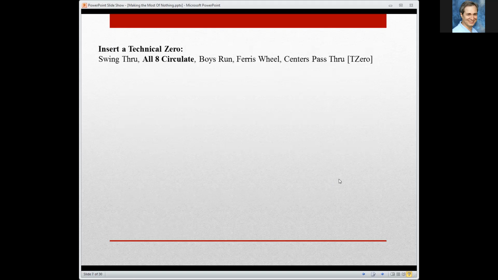If somebody really wants to see these, we can put them on Taminations or whatever, but can you kind of follow that in your head? Swing through, instead of boys run, all eight circulate. And now boys run, Ferris wheel, centers pass through. Okay, we can do the same thing on the left. Left swing through, all eight circulate, girls run, Ferris wheel, centers pass through.